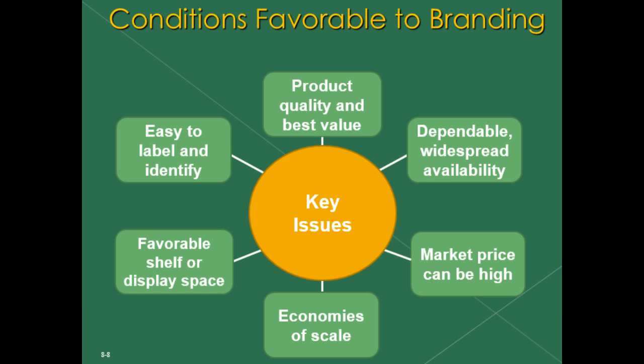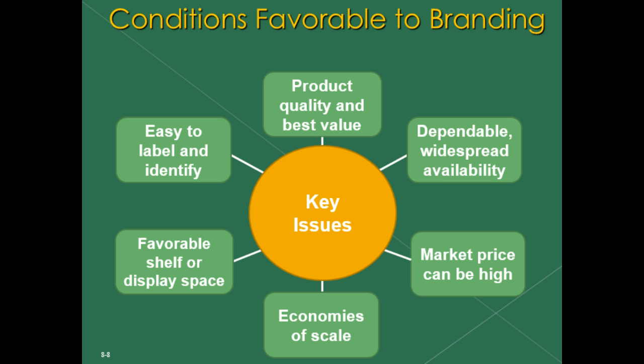Now I'd recommend focusing in on these 6 conditions that are favorable to branding. This is something that potentially could find its way as like a short answer type question. So just be aware that this is something that you want to be aware of. The conditions favorable to branding. The product has to be easy to label and identify. It could be by a brand, it could be by a trademark, it could be by any of those things. But you want to make sure that your product and your brand is very easy to identify by the customers.